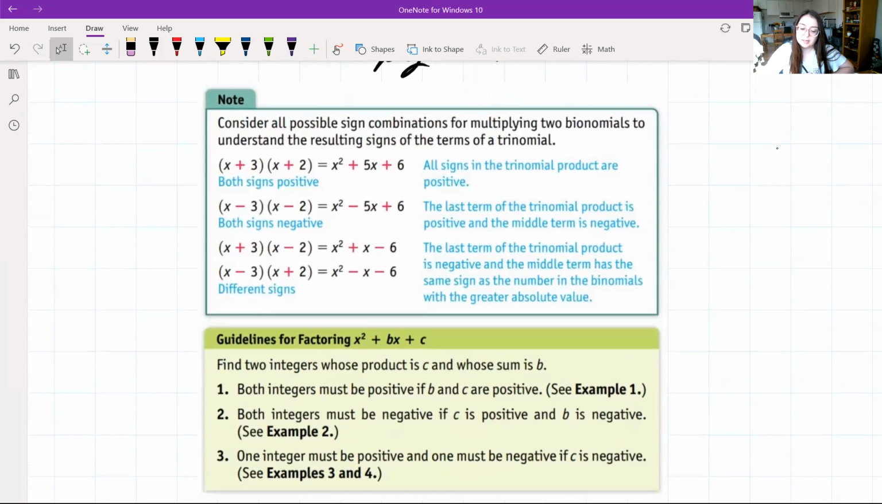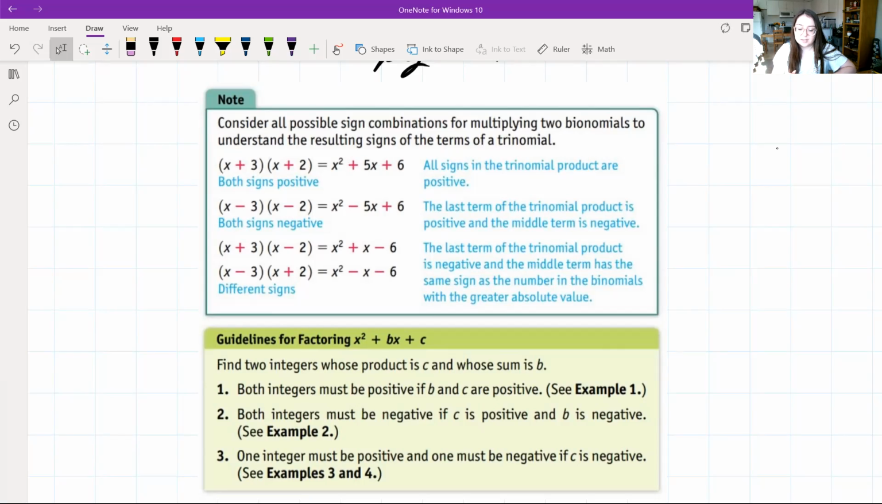So we want to consider all possible sign combinations for multiplying two binomials to understand the resulting sign of the terms of a trinomial. So this is just a side note. If we have x squared plus 5x plus 6, so if it's all positive signs, this means our binomials that we're multiplying are both addition. If we have x squared minus 5x plus 6, this means that both of our signs are negative. This would be the only way we could end up multiplying our numbers to get a positive 6, but have a negative sum.